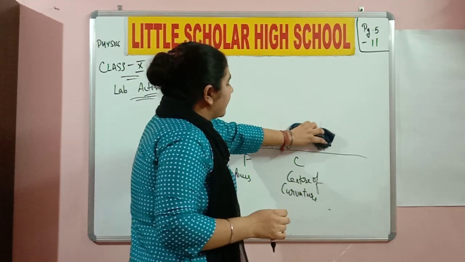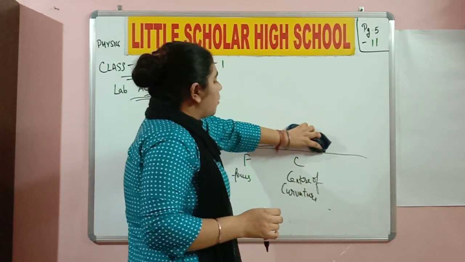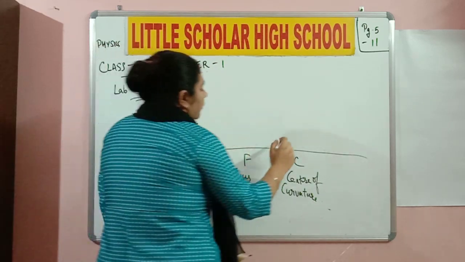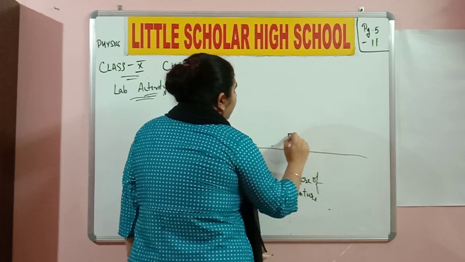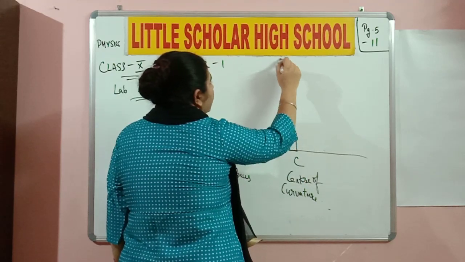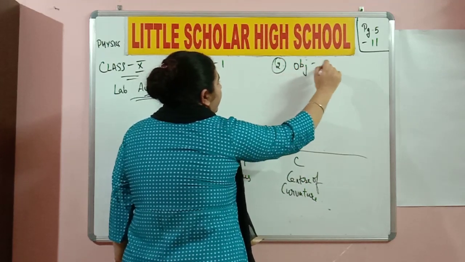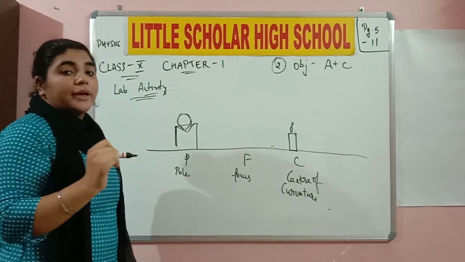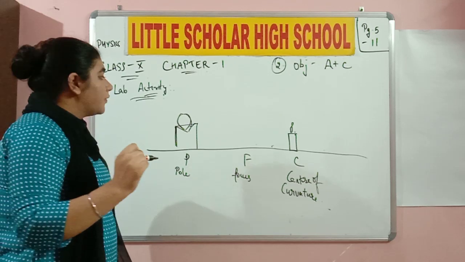What would be the second case? The second case is going to be when I place my object at C. Okay, class? The second case is when I'm going to place the object at C. What does this mean? I'm going to place my object at the center of curvature.